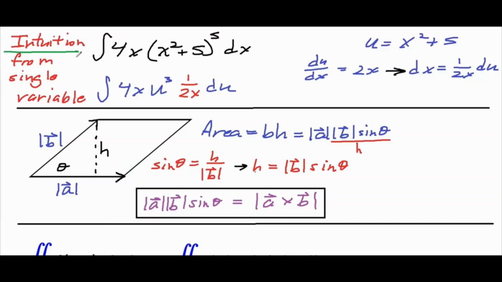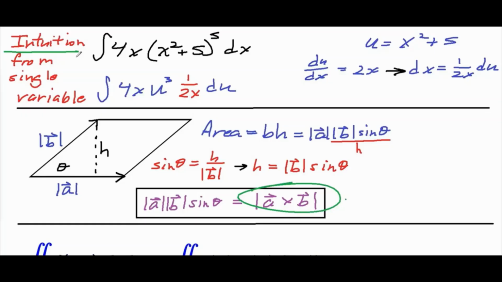If I solve for h, I see that I can replace h with magnitude of b times sine of the angle. So we have that here. And then it's also well known that this is equal to the magnitude of the cross product. Now, I'm not going to go into that in this video, but I do have a video proving this is equal to this, and I'll put a link in the description.